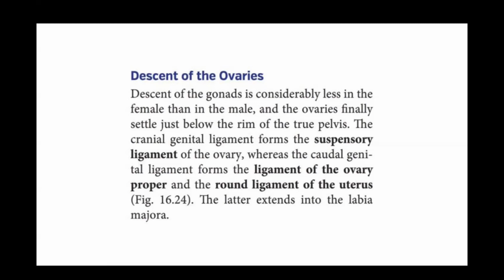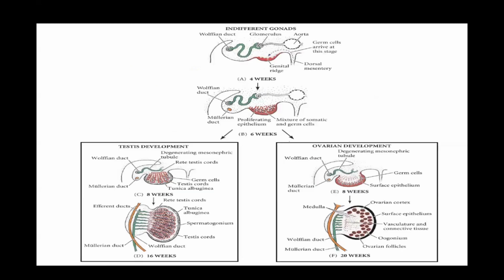That is pretty much it for development of the urogenital system. We also can talk a bit about the timelines with the help of this diagram, starting from 4 weeks up until birth and even after. So that's a summary of the urogenital system.